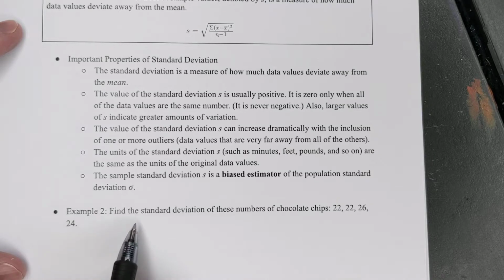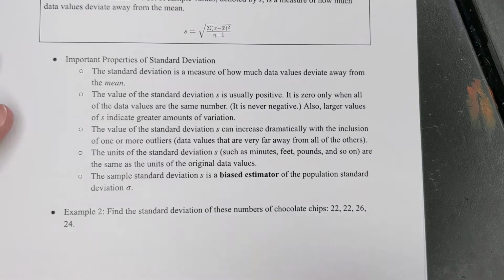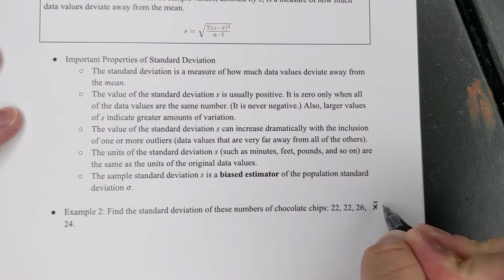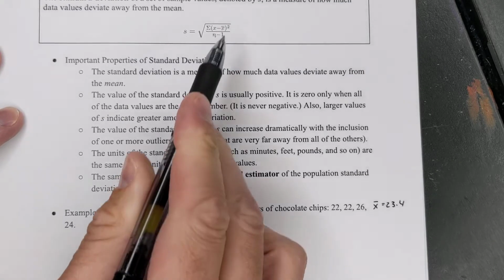Here it says find the standard deviation of these numbers of chocolate chips. We actually did that earlier. The first thing we're going to need is the average, which we did way back in example 1 of the previous section. The average of these values is 23.4. So we're going to jot this down real quick. X bar is 23.4.